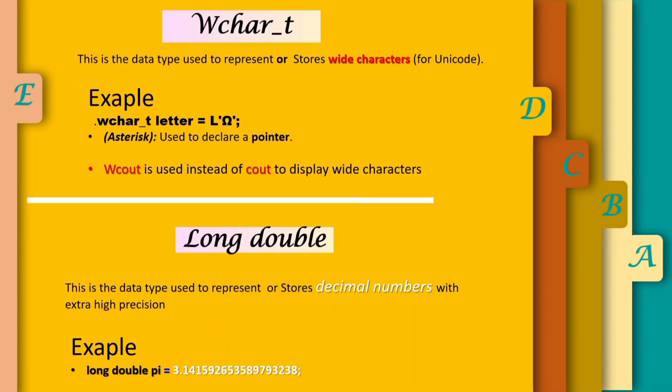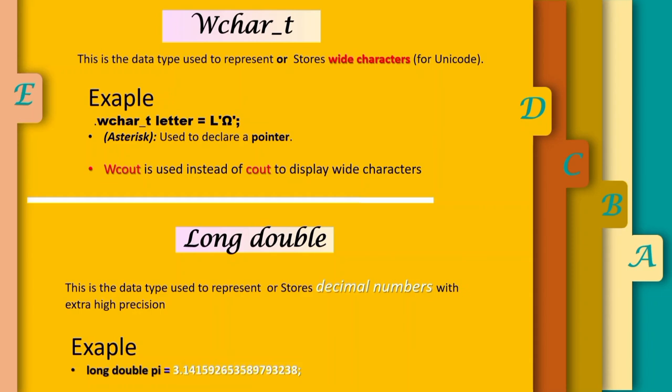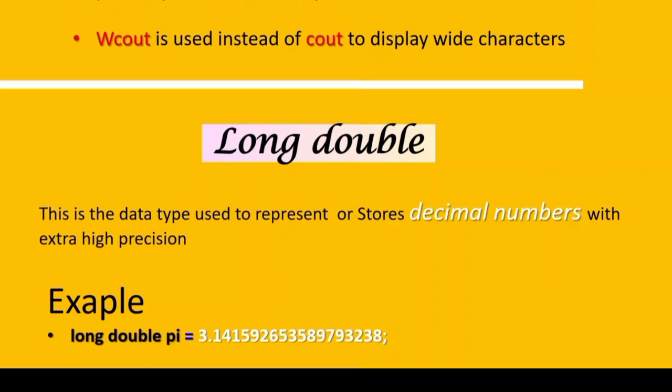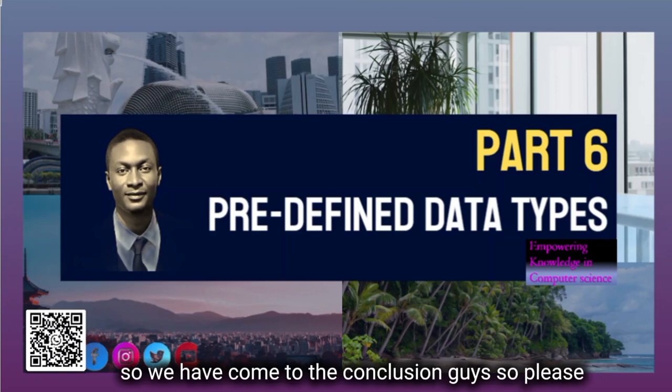We move on now to long double. Here I want to make an emphasis. We talked about float, we talked about double. Float and double are used to store fraction and decimal numbers with high precision. Now, long double is also used to store decimal numbers. But what is the difference? The difference is that this is used to store decimal numbers with extra high precision.